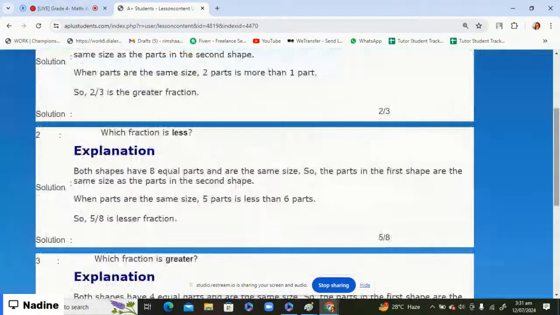So what fraction is less? For the less fraction, we can say that both shapes have 8 equal parts and are the same size. For example, if you have two shapes that have the same equal parts, the parts in the first shape are the same size as the parts in the second shape. Understand? How many total parts in a shape? 8 equal parts. Okay, so you can say that.